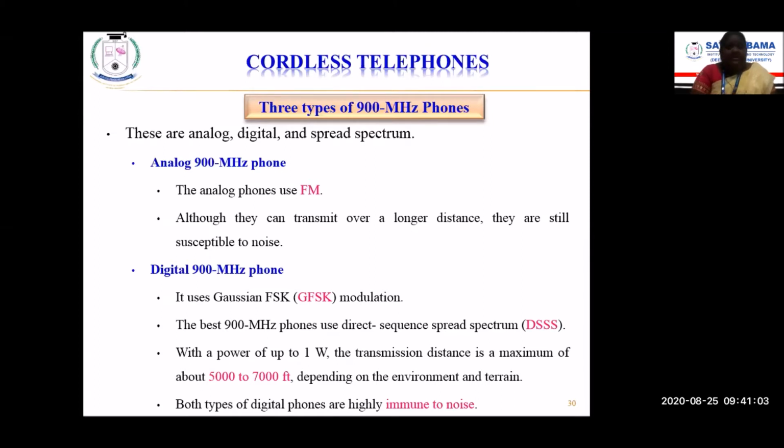I think you should have learned this in analog communication. There are different types of modulation techniques. Well, you all know what is the necessity for modulation?